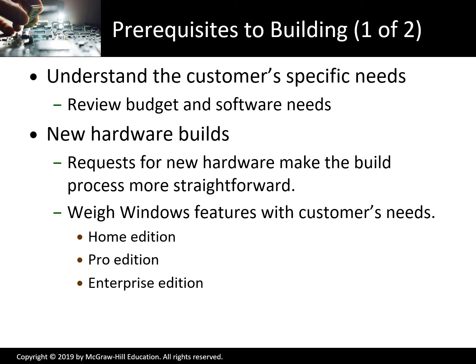Now, we need to understand what a customer needs. For instance, you don't want to build a huge computer when all they need to do is check email. You need to build a computer that will fit their needs presently and in the near future. New hardware builds are probably the easiest. Here you're going to have to request the specs and the pricing for the equipment. They're pretty simple to do. It's a lot easier than upgrading. You'll also have to look at Windows features that each customer is going to need.